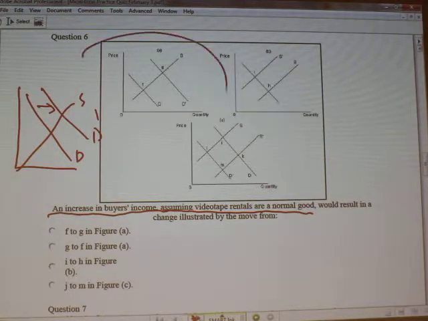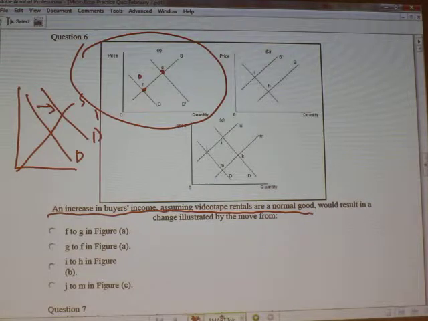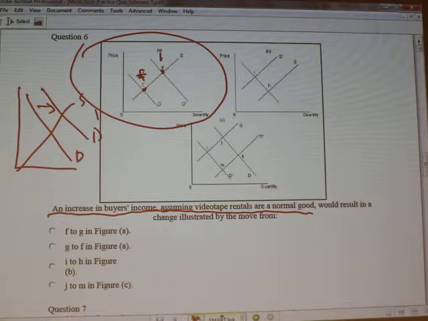So we're talking about this right here, and we see that we're going from F to G, right? So we're going from point A to, sorry, I should call this point F and this point G.